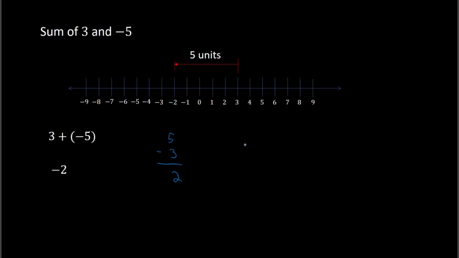All right, if the signs are the same, you simply add the numbers together. So for the sum of 3 and 5, you add 3 plus 5. If it was -3 plus -5, you add 3 plus 5 to get 8, and your final answer would be -8 because you had negative numbers to begin with.